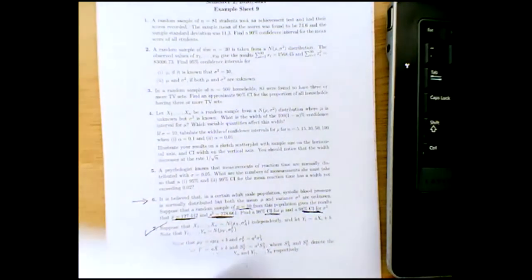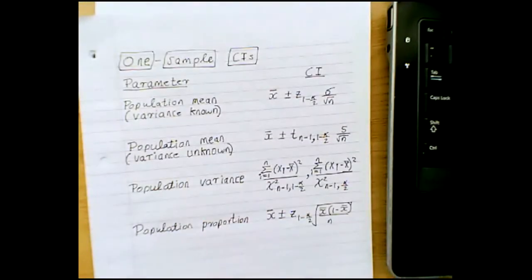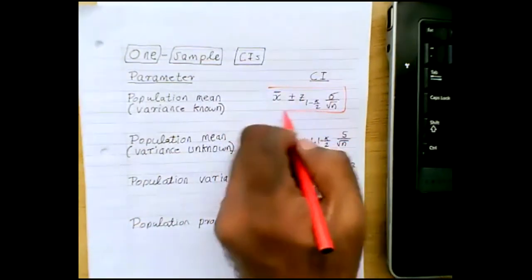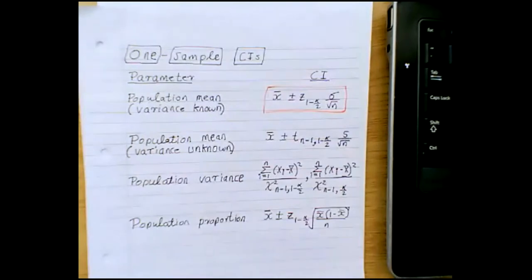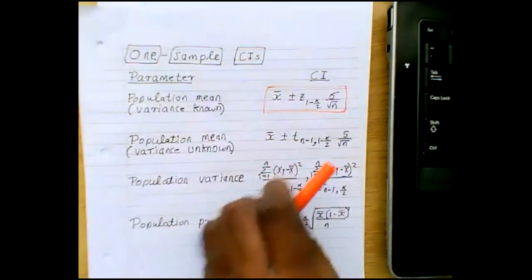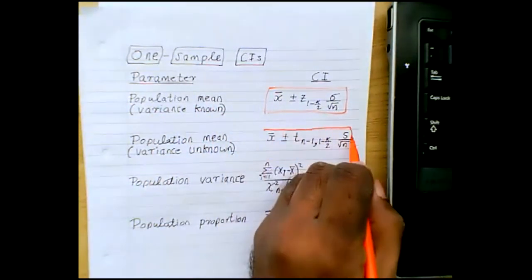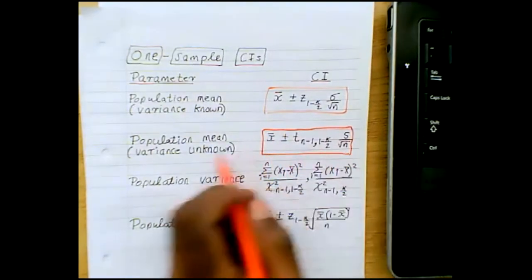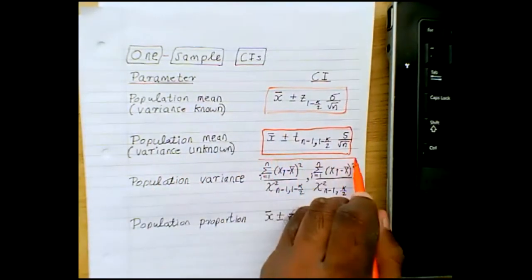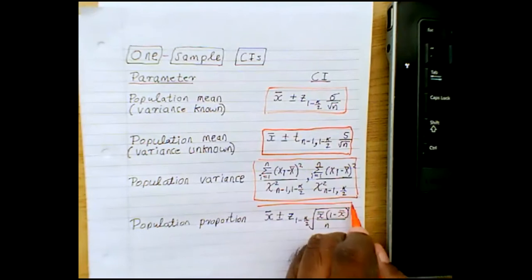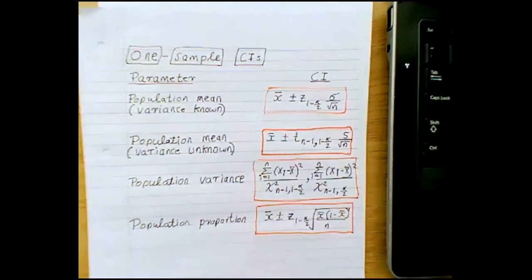Now this is where this comes in. I'm sure this is stuff that we did about 1 or 2 weeks ago. These are the 4 confidence intervals I gave you. This is the confidence interval for the population mean when the variance is known. And this is the confidence interval for the population mean when the variance is unknown. And this is the confidence interval for the population variance. And this is the confidence interval for the population proportion.